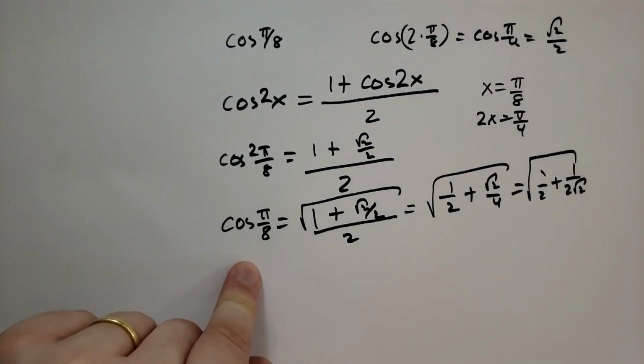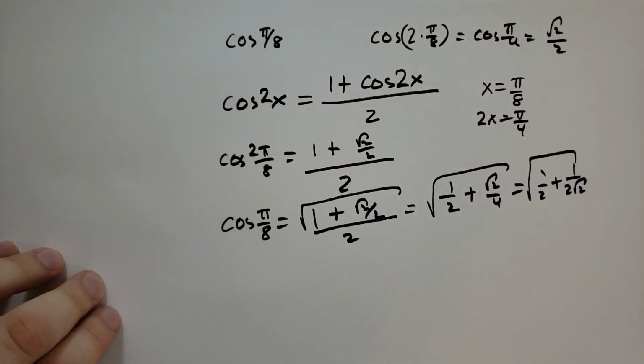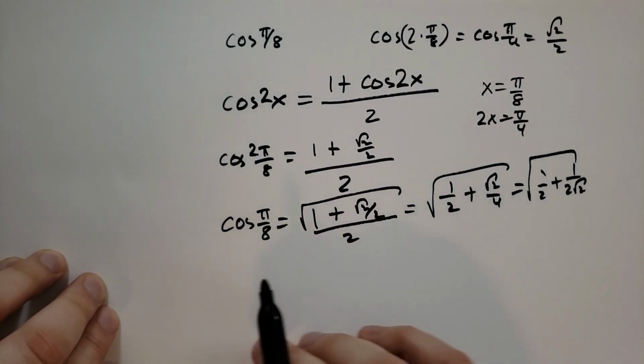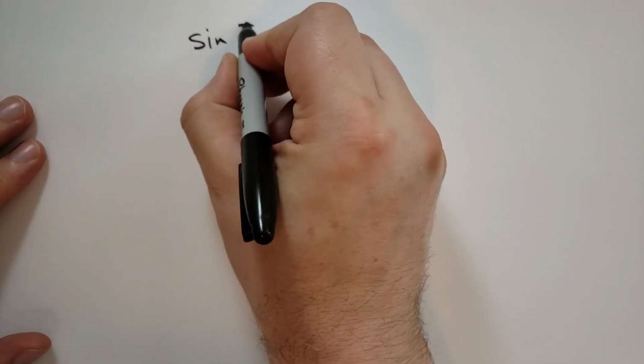If you wanted to calculate the actual value in decimal terms, you could, but this is good enough. This is something that's very useful. We will use that a lot, okay? We'll see things ending up like this a lot, and it'll be easier to do it that way. All right, sine of pi over 8.